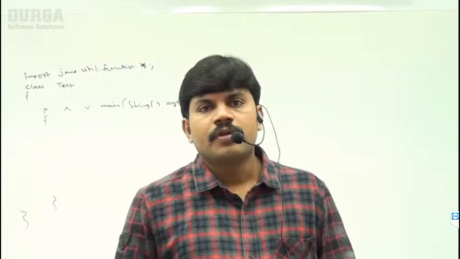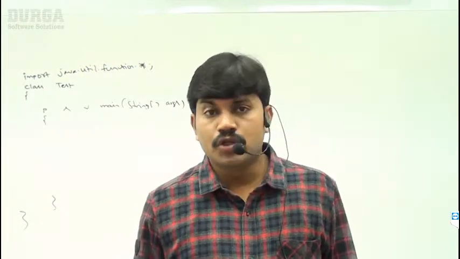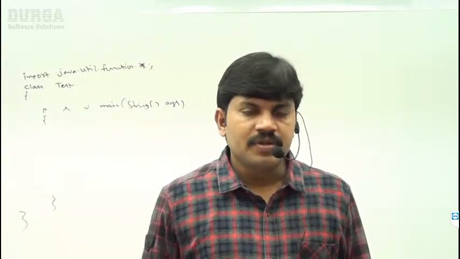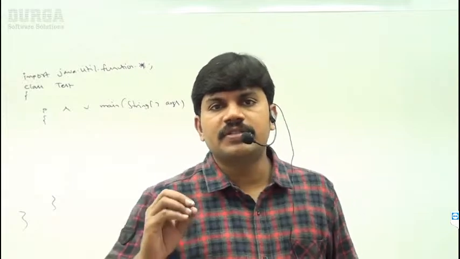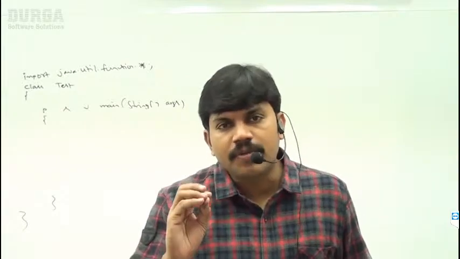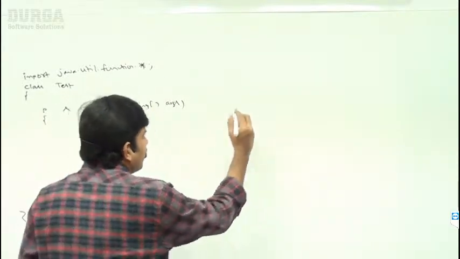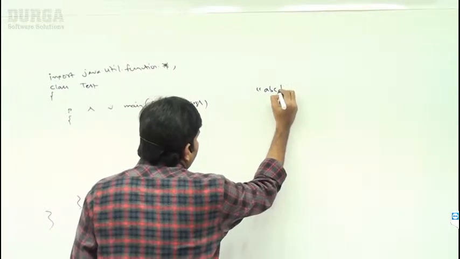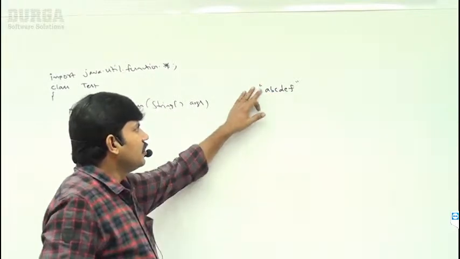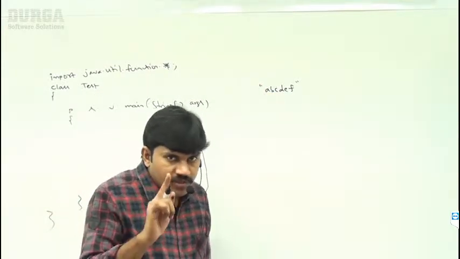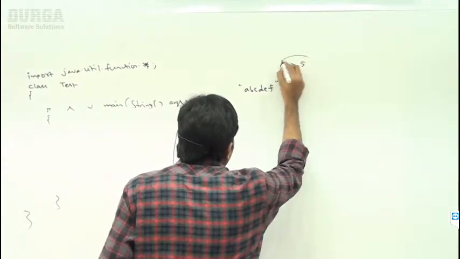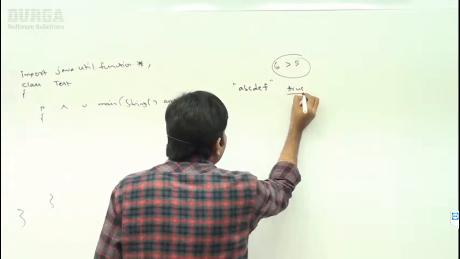Now I will explain. I want to write a predicate to check whether the length of the given string is greater than 5 or not. I will provide some string, and I want to check whether its length is greater than 5. For that purpose, I want to write a predicate. Suppose I provide ABCDEF, a small string. What is its length? 6. Is 6 greater than 5? Yes. So that's why I'm expecting the true answer.